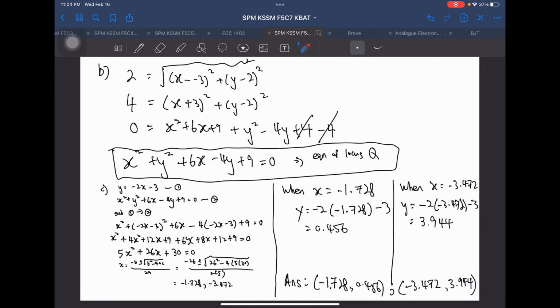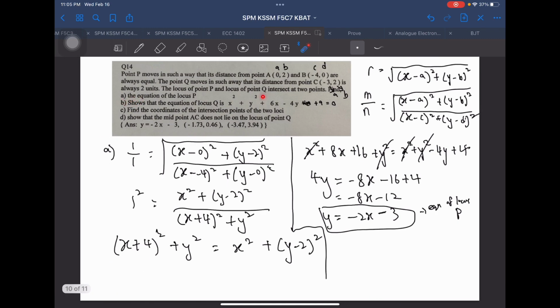You got this. And then square both sides to get rid of the square root. You got 2 squared, 4. And then negative, negative becomes plus. So you got this. Expand this. And then move this 4 to the right hand side. So plus 4 becomes negative 4. Cancel both out. You got this, which is the equation of locus for Q. Okay, so we are done with the second part. Let's go on to the third part.